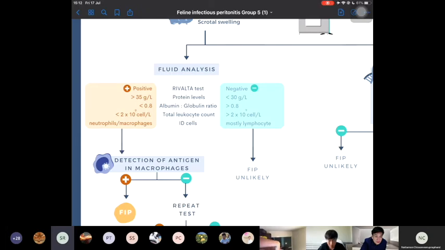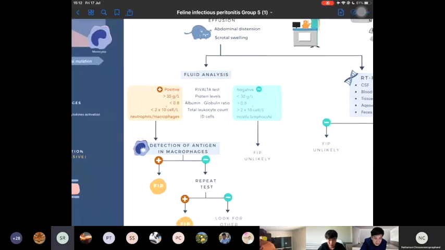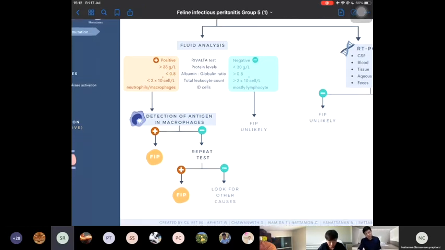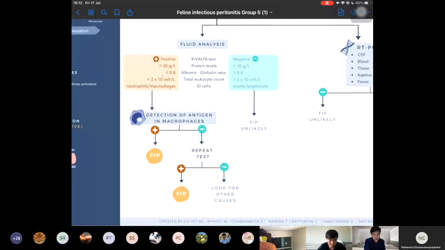FIP effusion has a low albumin to globulin ratio. The effusions are often described as modified transudate based on cell counts. FIP effusions are poorly cellular and dominated by macrophages and non-degenerate neutrophils. Then we use immunostaining for feline coronavirus antigen in effusion samples to confirm, and it should be performed repeatedly if it gets a negative result the first time.